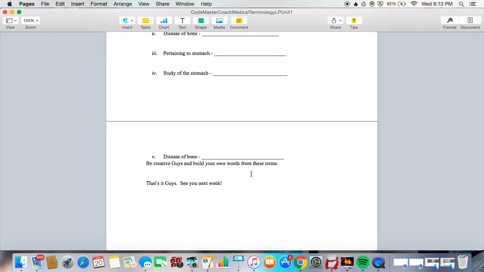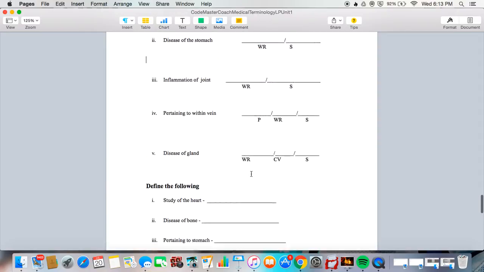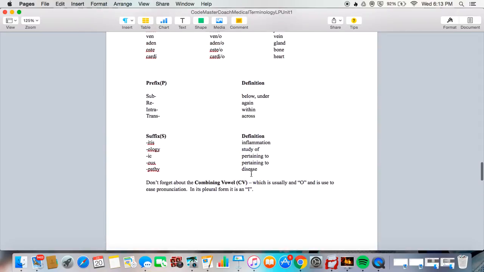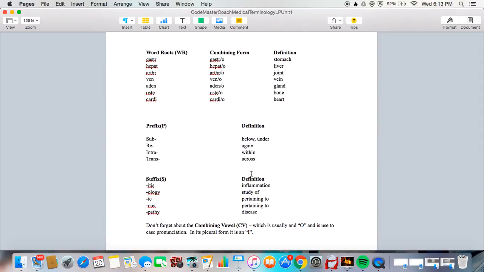Okay, that's it. This is Unit 1. Don't forget to build a notebook, whether it's an electronic one on your computer or a physical notebook of these units as we go through them, because you will see these terms again. Don't forget to complete the exercises and make your flashcards or your index cards of these terms, of these prefixes, suffixes, and your word roots here.